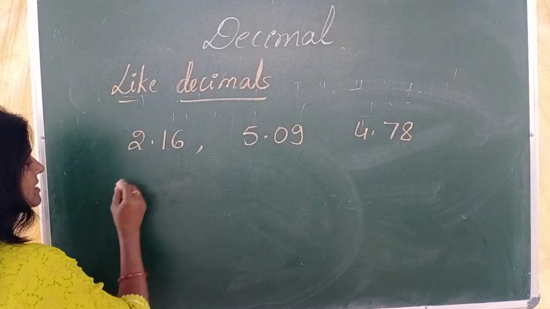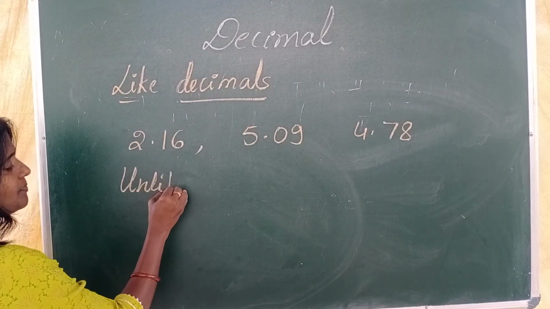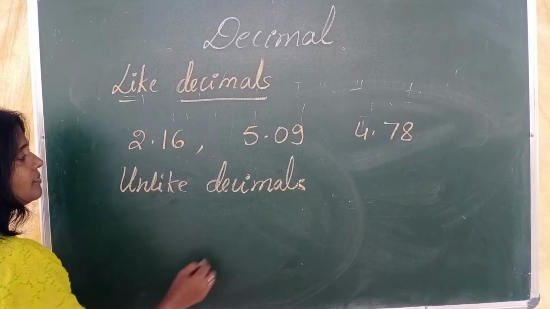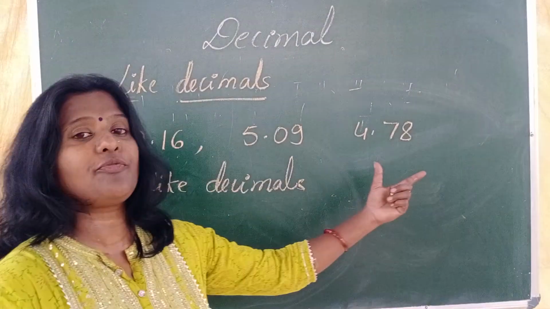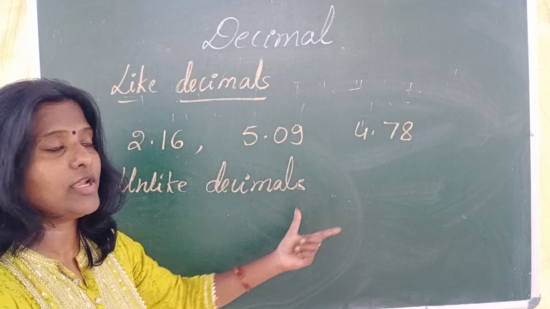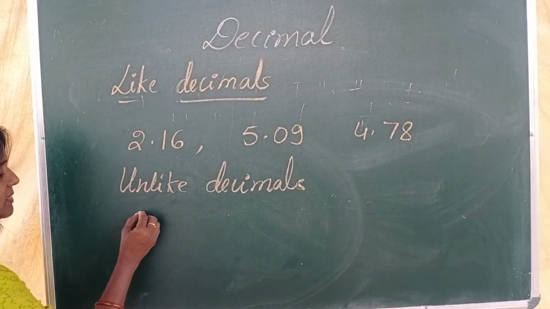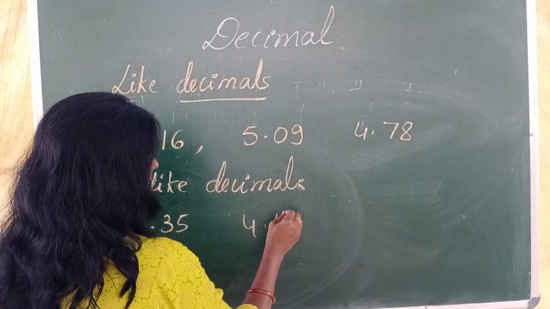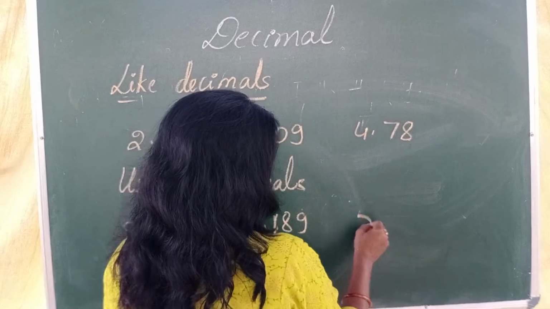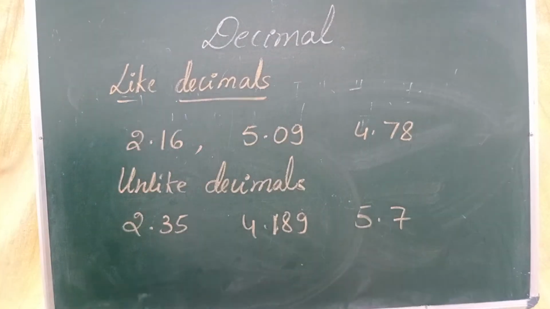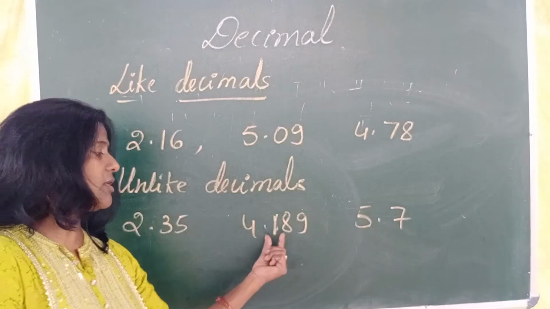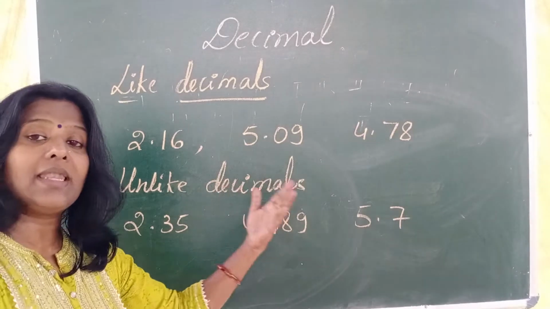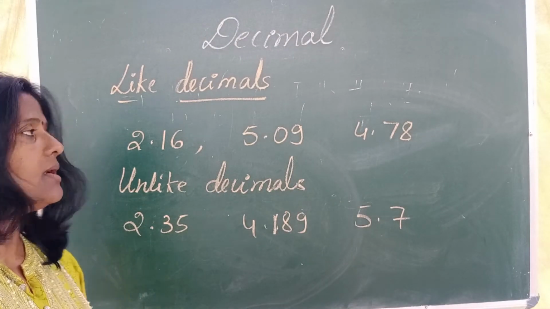Okay, like decimals. Then unlike decimals. If you have different numbers of decimal places after the point, then they are called unlike decimals. Unlike decimals: 2.35, 4.189, 5.7. Here after the point there are 2 places, then 3 decimal places, then only 1 decimal place. Such decimals are called unlike decimals. Okay, next.